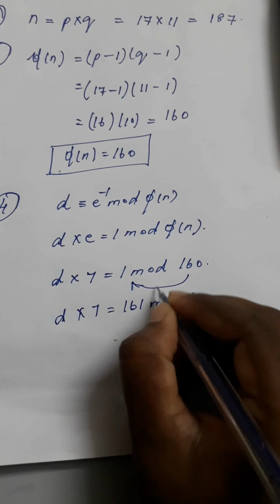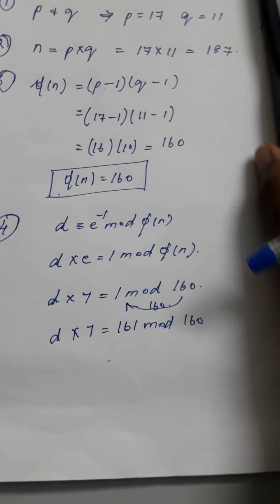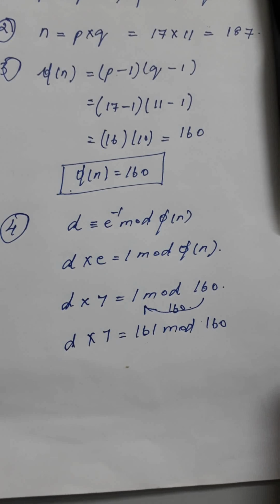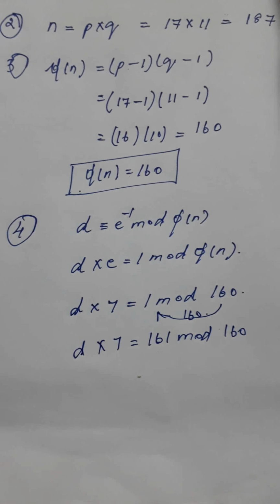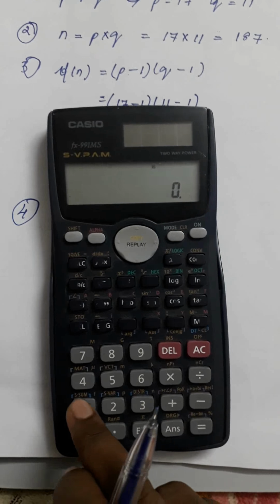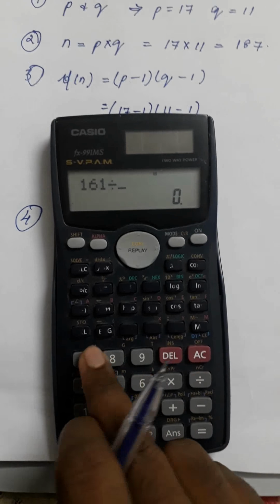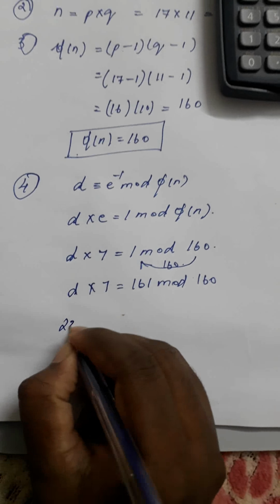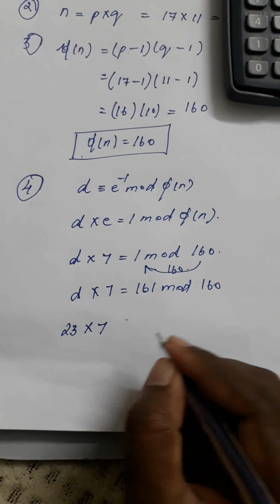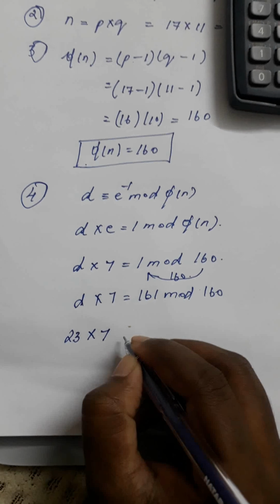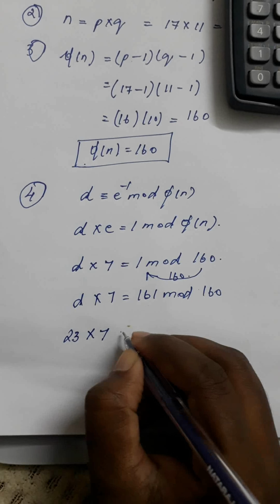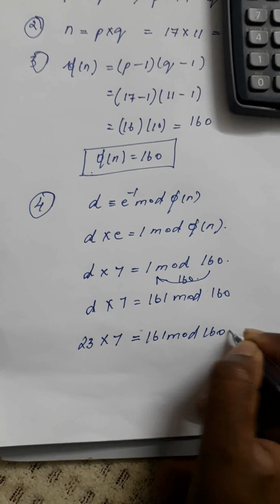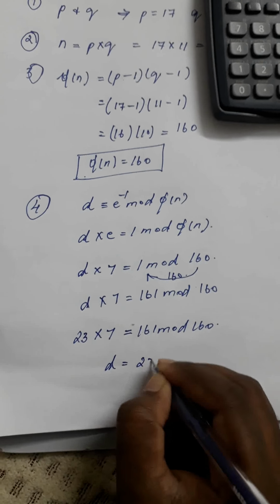Just add the value of 160 to this one, you get the value of 161. Now divide the value of 161 by 7, that is the value of e. So when you divide 161 by 7, you get 23. So 23 is the value of d. It is fully divisible, so you get 23 into 7 is equal to 161 mod 160. So your d is equal to 23.